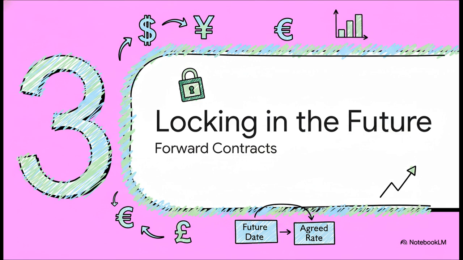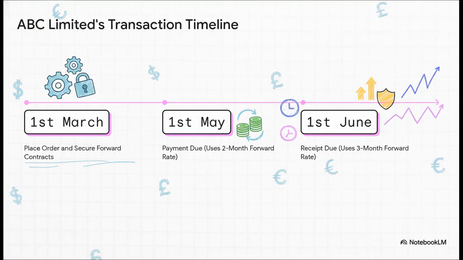But spot rates are great for today. What about payments or invoices that are months down the road? For that, we need a different tool. We need a way to kill the uncertainty of the future by locking in a rate right now. And this is where something called a forward contract becomes your best friend.